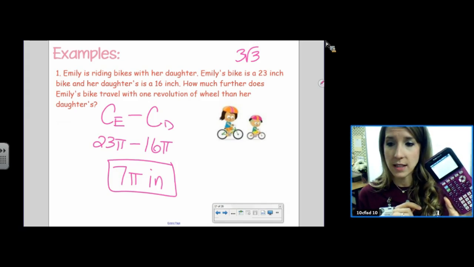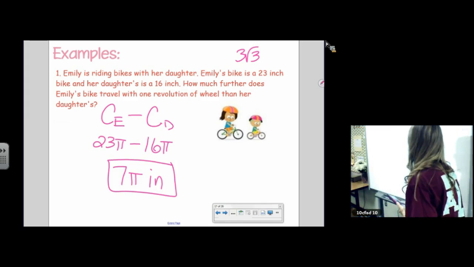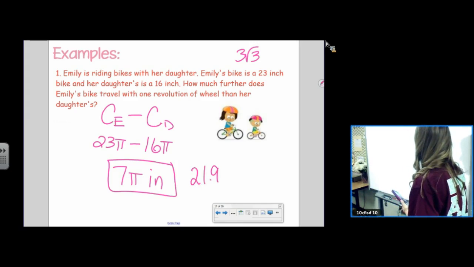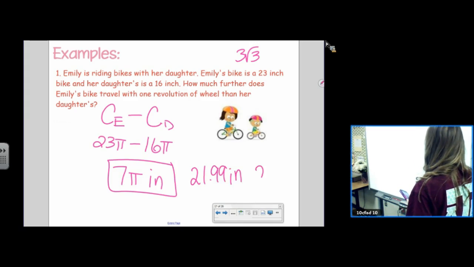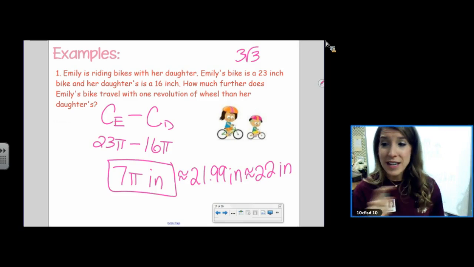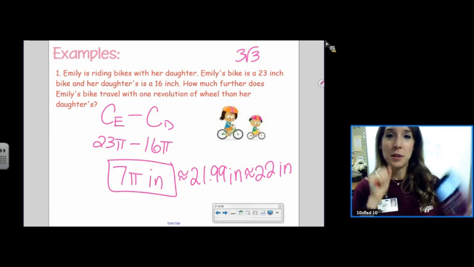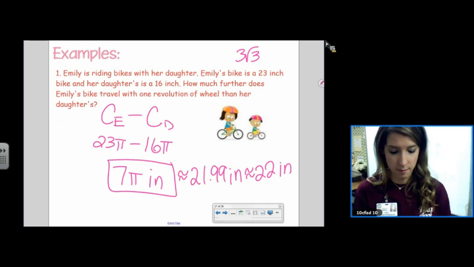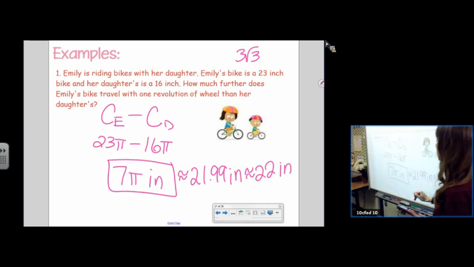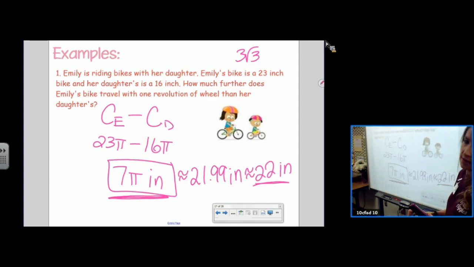Does everyone know where that is on their calculator? And you get 21.99 inches. So pretty much, these are approximate, her wheel travels 22 inches more every time. So her daughter is going to have to do a lot more pedaling to keep up with her mom, right? Okay, so this is called in terms of pi, and this is the rounded answer.